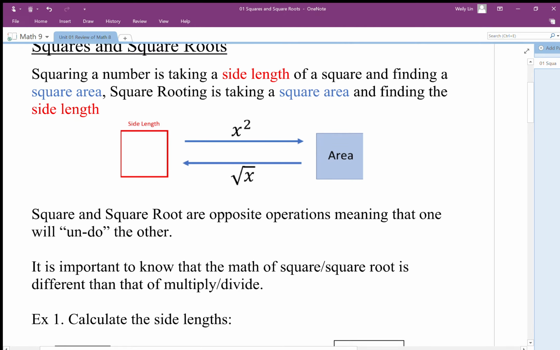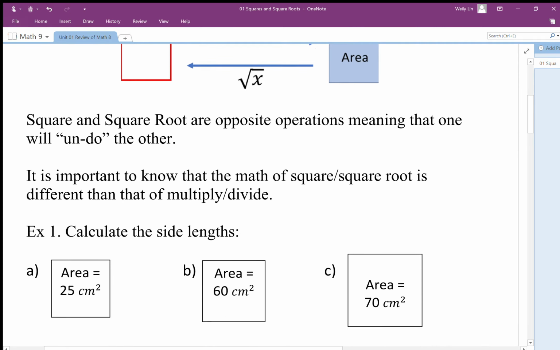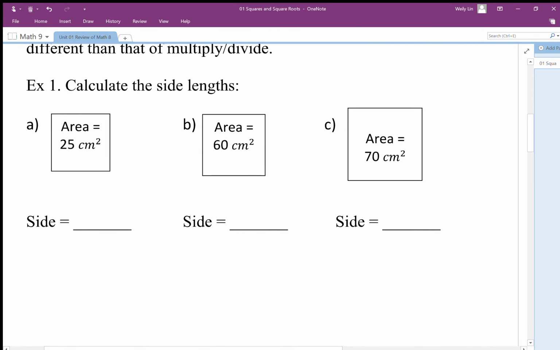And again, it's important to understand that although we can do squaring with multiplication, squaring and multiplication are different, and they behave differently, and the math behind them acts differently. Okay, so let's just practice doing some squaring and square rooting.